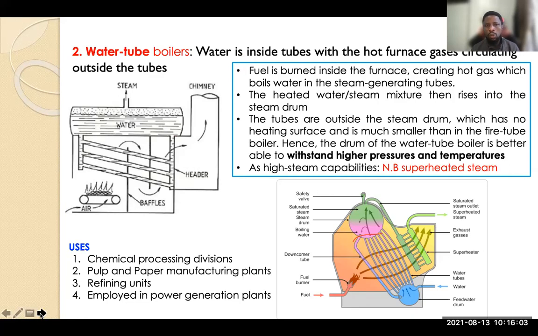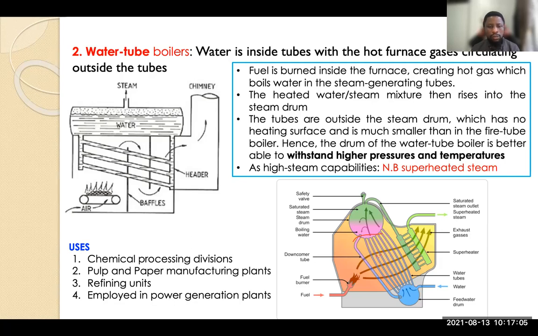So the next one is called water tube boilers. From the name, from what we saw in the previous one, I've explained why the previous one is called fire tube. So what do you think would happen in this particular case? Any takers? We've said in the previous one, the tubes are surrounded by water, and it's called fire tube because exhaust gases coming from the furnace, the fire, go through the tube. So how do you think this would work?